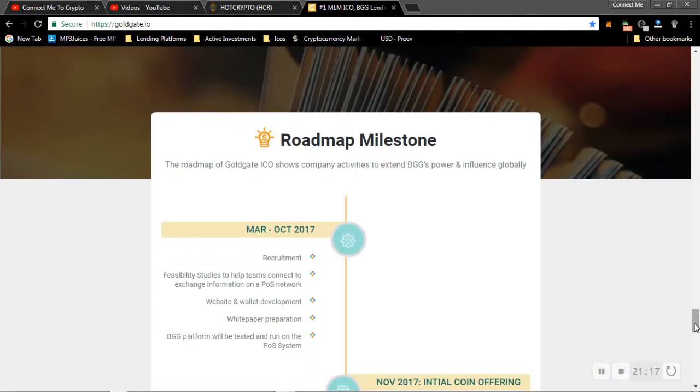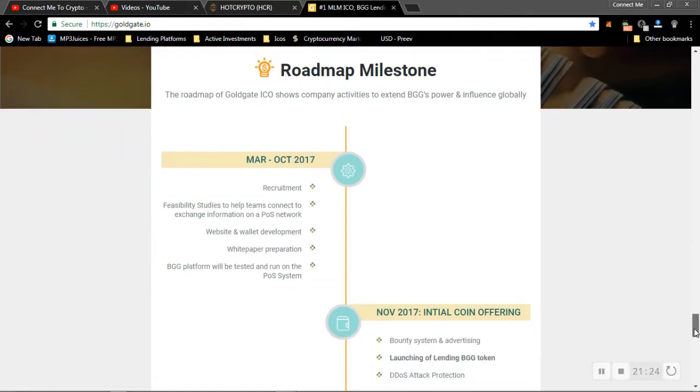So the roadmap of Goldgate ICO shows company activities to extend BGG's power and influence globally. These guys are really trying to put themselves out there. Let us see who you are. Put a team up. Let's see what's going on. March to October 2017: recruitment, feasibility studies to help teams, content, connect to exchange information on a POS network, website and wallet development, white paper preparation. BGG platform will be tested and run on the POS system.